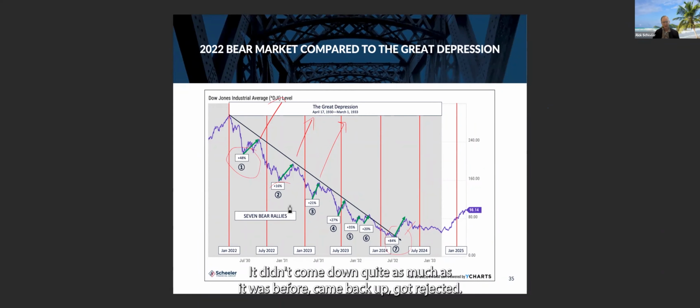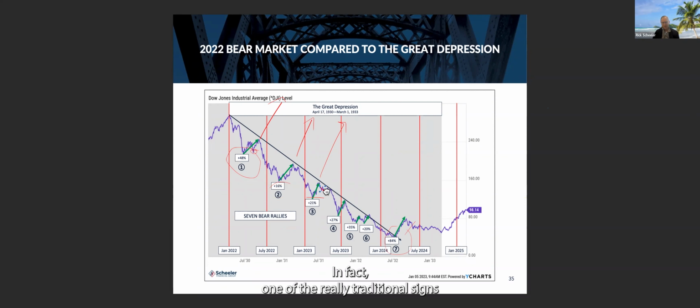You'll see that kind of right in here. Came down. It didn't come down quite as much as it was before. Came back up, got rejected. It's kind of the same thing in here. Here came down, not nearly as much as it was over here. Came back up, got rejected, and then came way down. So it does tend to pull a lot of people into the market, especially the unsophisticated money, retail money. So that VIX is very interesting.